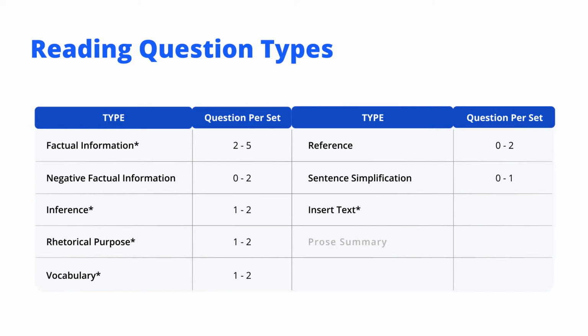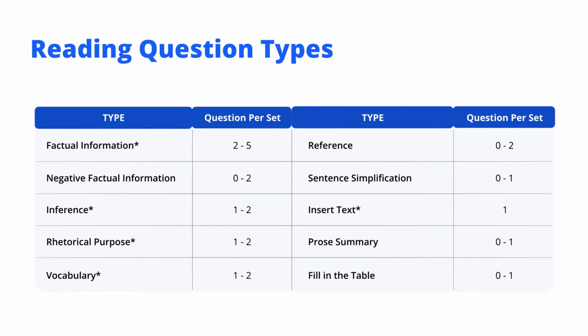Insert text and prose summary questions, there'll be 1 of these per set. And fill in the table, which will be between 0 and 1 question per set. Questions with a star will always appear on the test. These are factual information, inference, rhetorical purpose, vocabulary, and insert text.